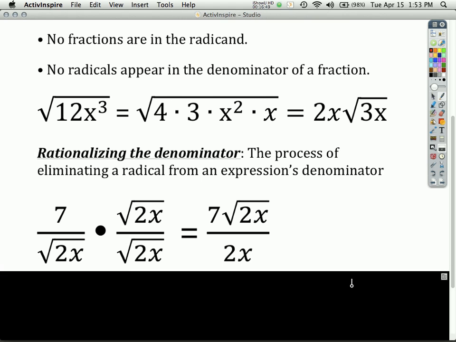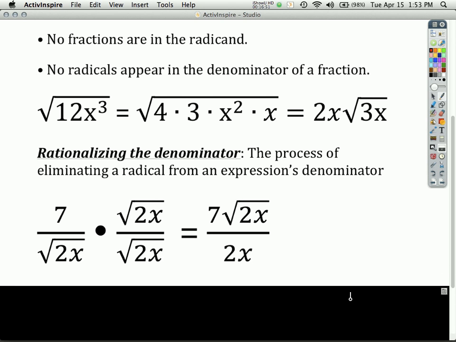So, again, I'm going to start all the way here on the left. We have another algebraic expression with a radical in it. 7 over radical 2x. Radical 2x is in simplest form. There's nothing that you can do with that. However, it's in the denominator. We're not allowed to have a radical in the denominator, so we have to do something to get rid of it. And it's very simple.